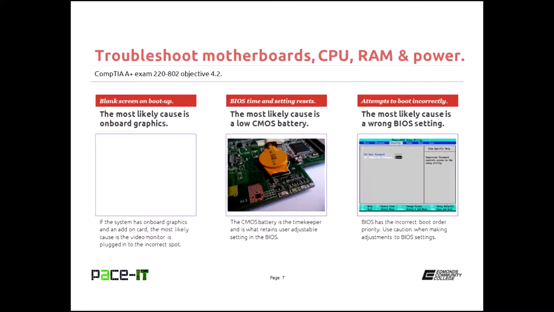So if your PC keeps attempting to boot to the wrong device or to the wrong drive, then the most likely cause is a wrong setting in your BIOS. So your BIOS has the incorrect boot order priority. One of the things that I do put here is that you should use caution when making adjustments to your BIOS settings.